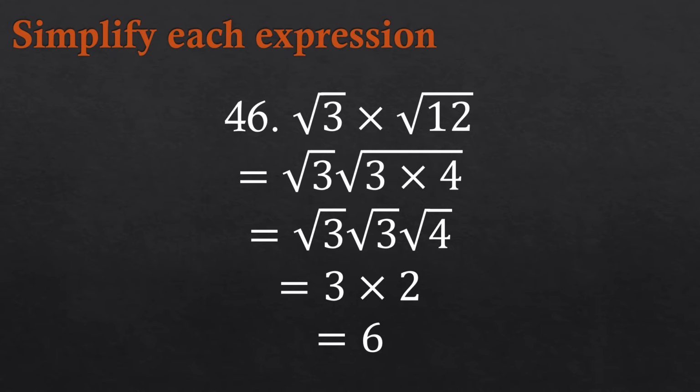Simplify each expression. We have 46. So we cannot simplify the square root of 3. It's just that. But we can simplify the square root of 12. 3 times 4 is 12. So we will give the radical sign to both numbers, and the square root of 3 times the square root of 3 equals how much? 3. The square root of 4 is 2. 2 times 3 is 6.